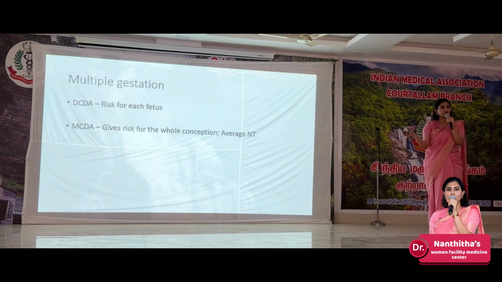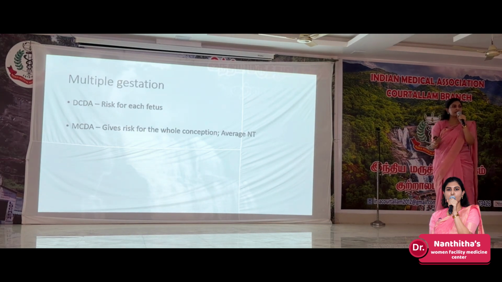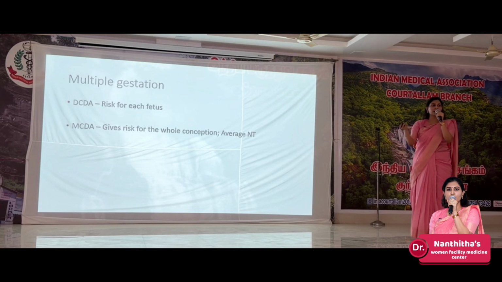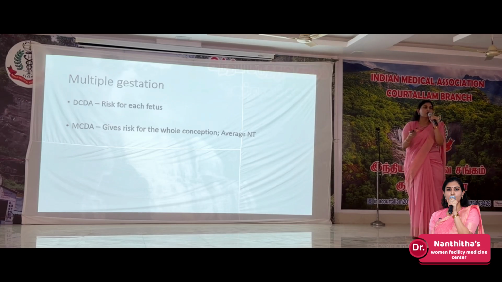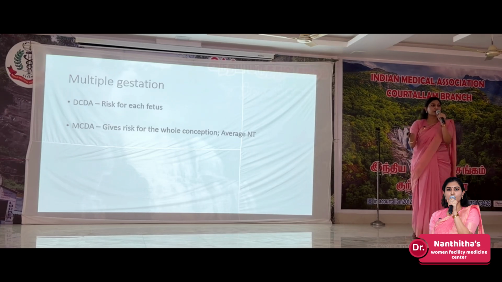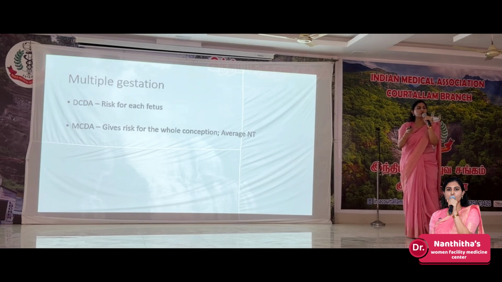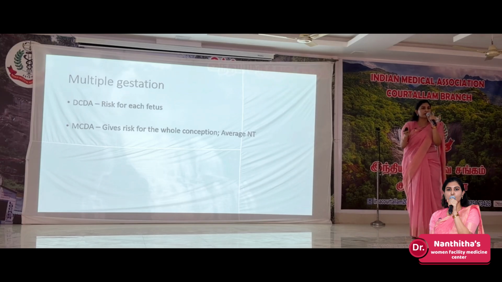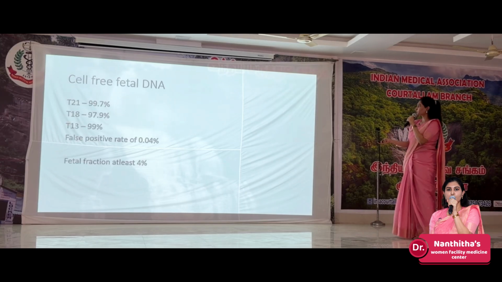As I told you, for multiple gestation, for DCDA fetuses, they are going to calculate the risk for each fetus separately. Just like a singleton, for 2 fetuses you are going to get 2 risks. For an MCDA fetus, you are going to get the risk for the entire pregnancy. So, you will take the average of both fetuses' NT, and you are going to calculate one single risk for the entire pregnancy.